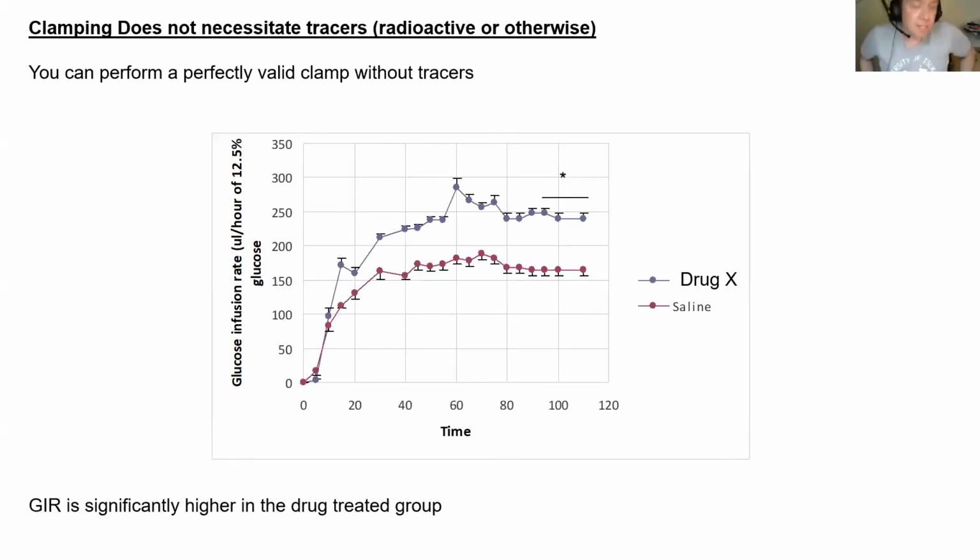Okay, so a lot of people focus with clamps on tracers, but you don't actually need a tracer for a clamp to be hugely powerful. We saw in the earlier slide the GIR differential between the wild type and the P110 alphas versus the effects in the GTT and the ITT. And I would argue that by itself is enough to justify doing a clamp. And indeed, if you just have a significant difference in GIR, you can say that in this case, drug X made animals more insulin sensitive than saline.